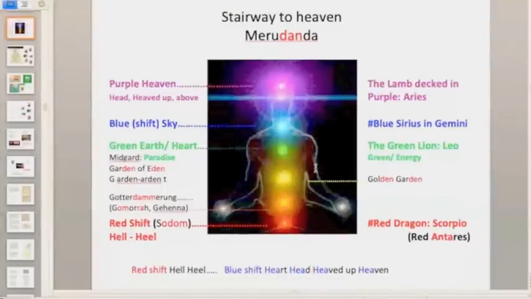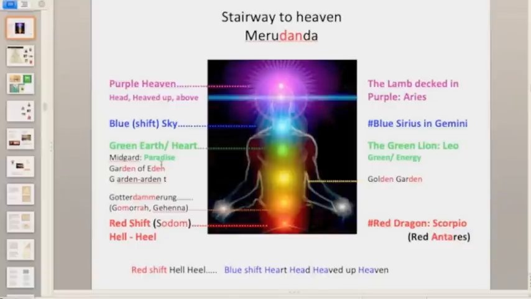I'm going to show some slides dealing with the colour. There is redshift. Sodom, Adom is red. We've got all of these red words connected. The heel is hell, the bottom of the body. The head is heaven, head heaved up. The sky is blue. The blue sky is always before the purple heaven, beyond. Green is earth, earth, heart, core, paradise, Midgard. Garden, the den of Eden.